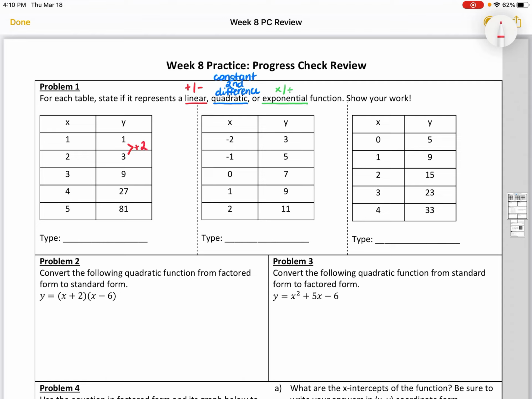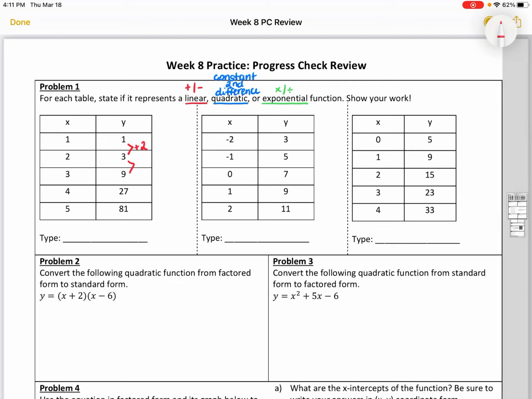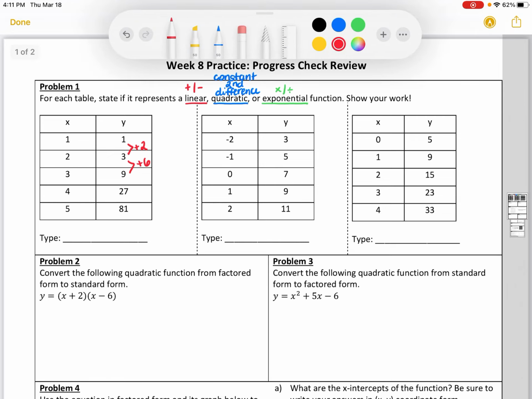Then I'm going to try and figure out what I have to add to 3 to get 9. I want to see if it's also 2. If it's 2, then I do have a pattern. If it's a different number, then I don't. So again, if you're not sure, you can do 9 minus 3. That tells us it's adding by 6. So right away, we can see that this cannot be a linear table because it's not adding by the same number every time. So it's not linear.